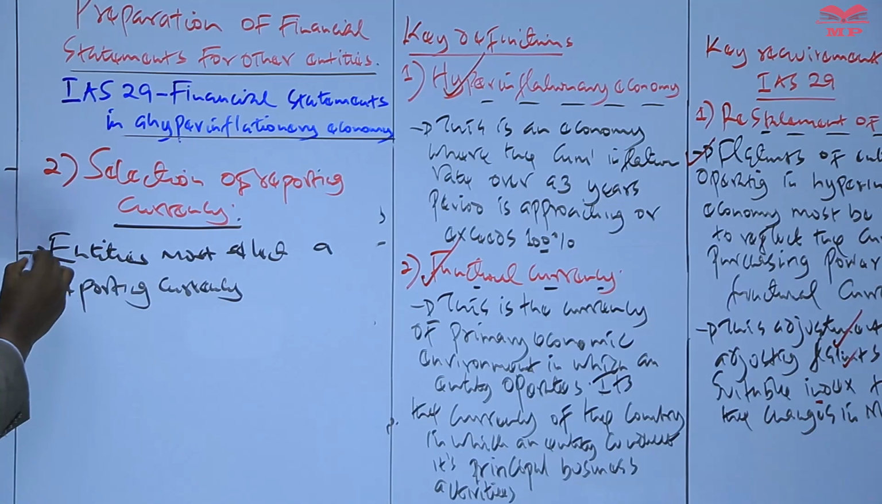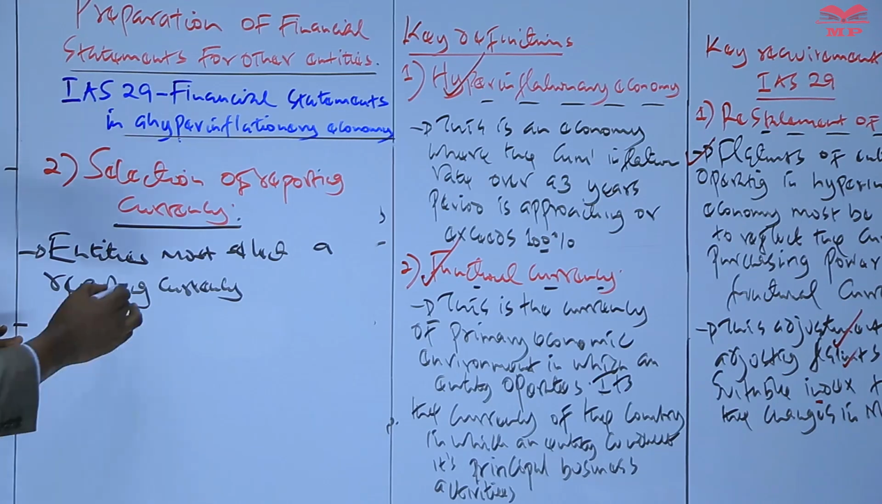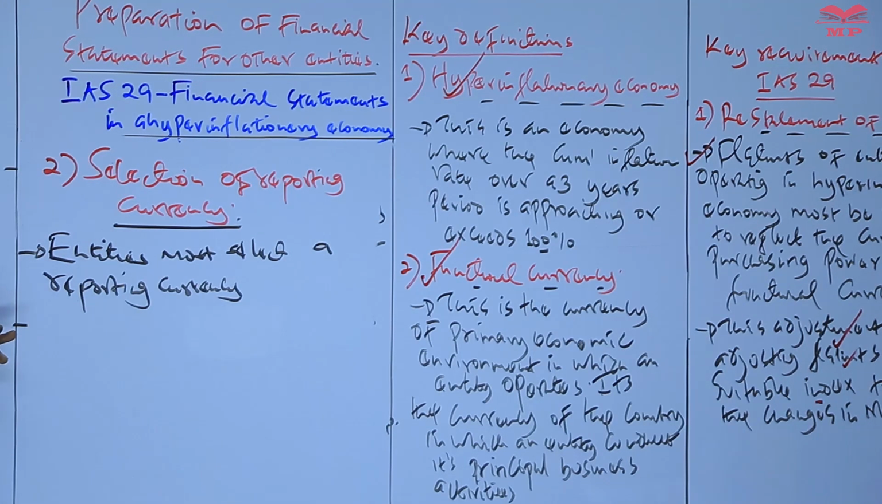Remember, in this case, we are saying a reporting currency is the presentation currency, a currency used by entities in terms of preparing their financial statements. So therefore, we are saying entities must do what?